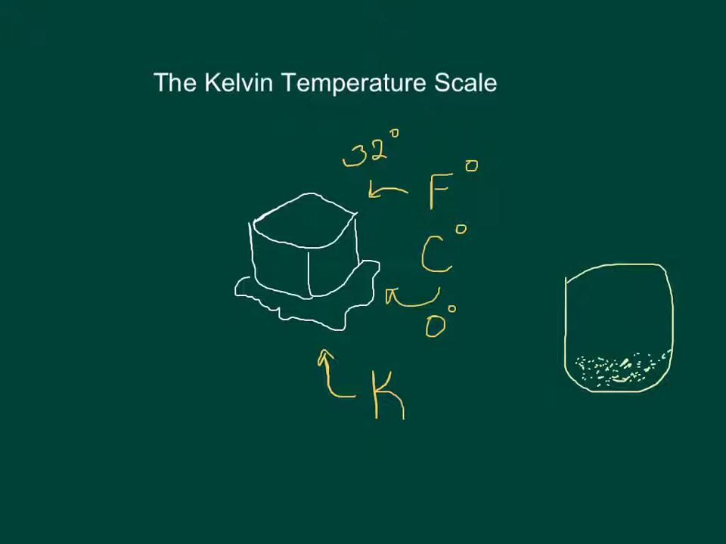What Kelvin decided is that we needed a temperature scale that would tell us when atoms absolutely stop moving and they would just come to a complete halt. And so 0 degrees on the Kelvin scale means that atoms stop moving.